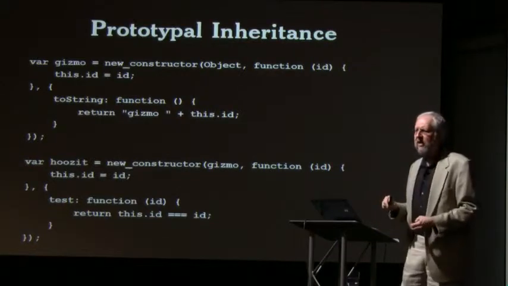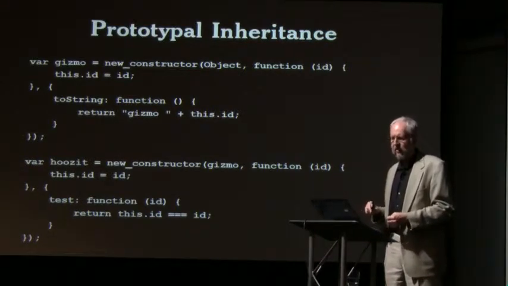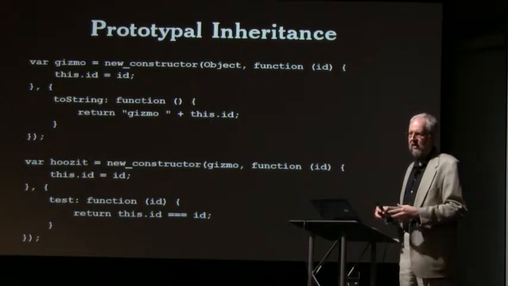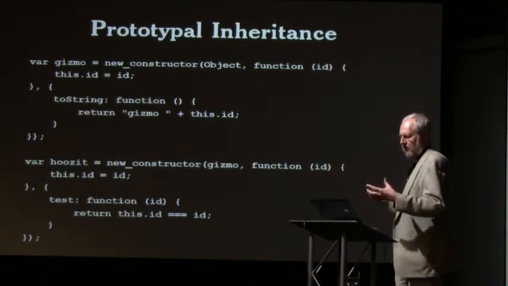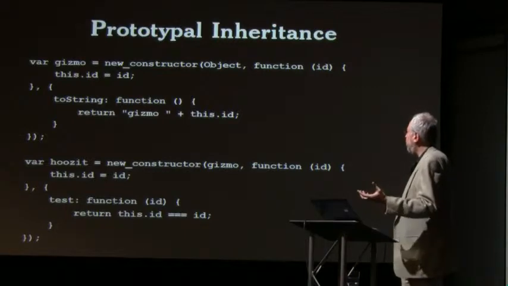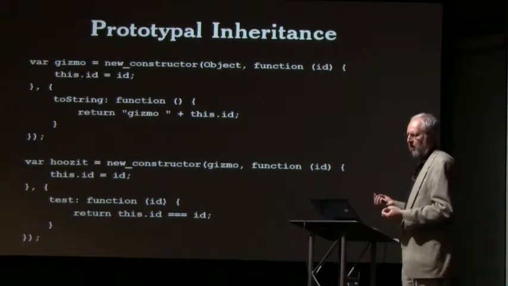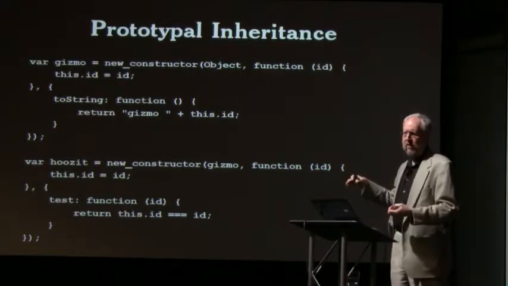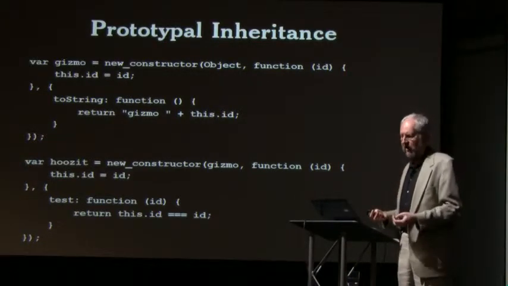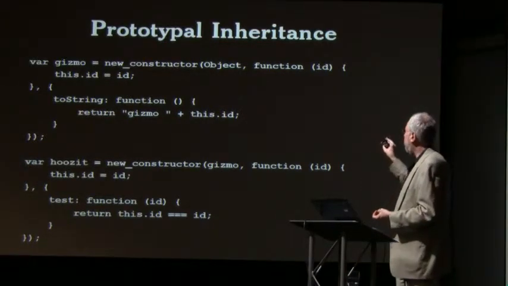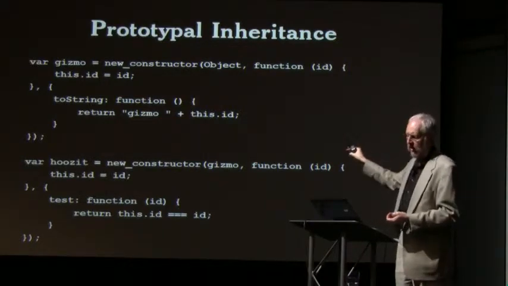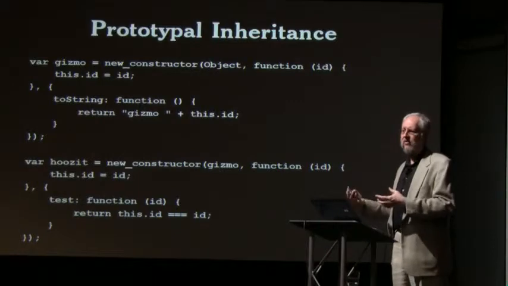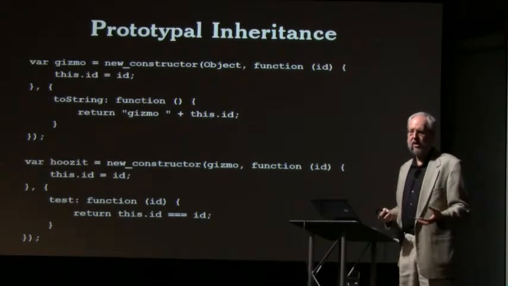So here I'm going to make a gizmo, and to make it for me, I'm going to call my new constructor function. And it will make the new thing, the new instance of gizmo, or the new definer of gizmo. And I will pass to it object because I want gizmo to inherit from object. And I'm going to pass to it the constructor function. And I'm going to pass to it an object containing the methods that it should add to its own prototype.